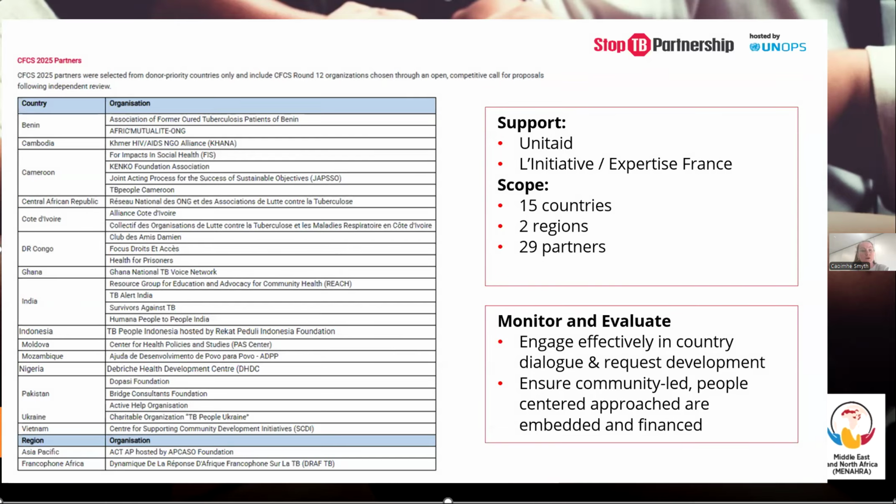So these are our group of Challenge Facility partners for Challenge Facility 2025 and 2026, being supported by Unitaid and L'Initiative Expertise France. And the organizations that we are supporting are active in 15 countries, 2 regions, and there are 25 partners in total.